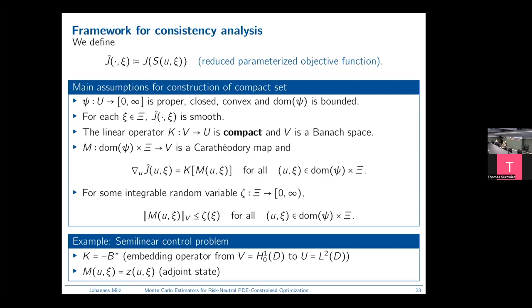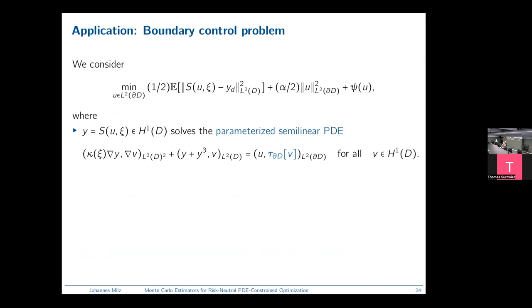So I will now apply this framework to two further model problems, and I will just focus on how we obtain this gradient identity. So how can we reveal this compact operator K? Because it's the most important ingredient. And the first application is a boundary control problem. It's very similar to the semilinear PDE constraint problem discussed earlier, but now our decision space is not the functions defined on the domain, but only on the boundary.